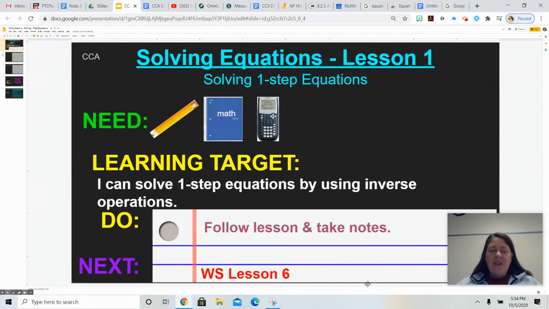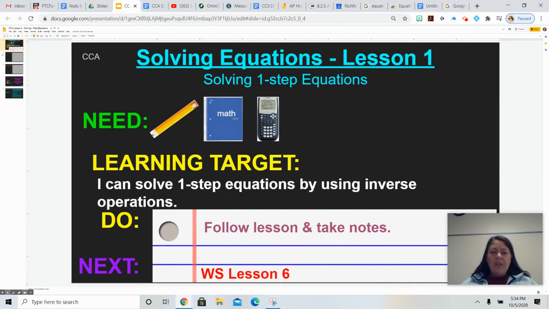Hi students, it's Mrs. Gifford here, and we are going to switch gears from combining like terms and moving into solving equations. If you haven't done so yet, please go grab your math notebook and something to write with, so you have that to follow along with the lesson and take some notes as we go.